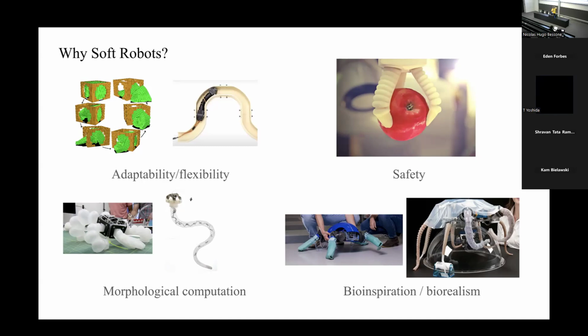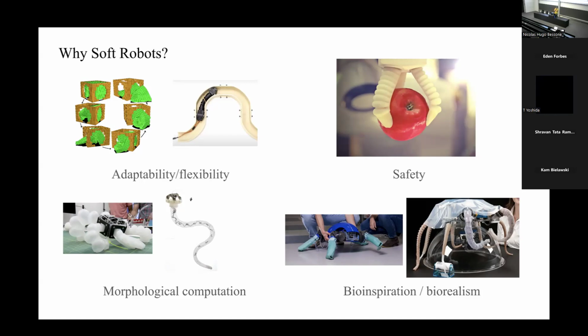why would we want to use soft robots? There's many different reasons, but I think you can boil them down to the human reason, maybe on the right, which is safety. If I had the option to be hit by a robot arm made out of steel or rubber, I would pick the one made out of rubber.